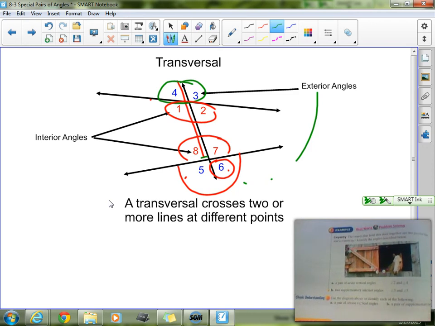Last one, letter B, a pair of supplementary angles. There are many of these. You could probably pick from many of these, but very simply, you could say 6 and 2 are supplementary angles. If you were to add those angles together, you would get 180 degrees. Same thing with really 6 and 5. 6 and 5 are going to be supplementary angles. 1 and 2, 1 and 4. There are going to be many examples of pairs of supplementary angles.